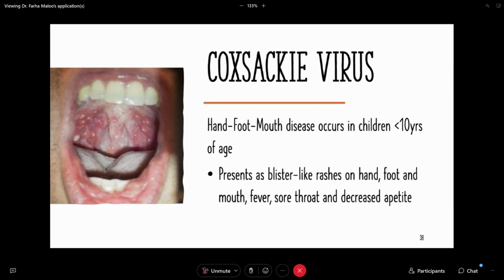Some other viruses which are known to cause peculiar oral manifestations, one of them being Coxsackie virus. Coxsackie virus is known to cause hand-foot-mouth disease, which typically affects children less than 10 years of age. It produces blister-like rashes on the hand, foot, and the mouth, along with fever, sore throat, and decreased appetite. Sore throat is because of the painful ulcers which can be seen in the anterior and posterior pillars as well as the uvula.